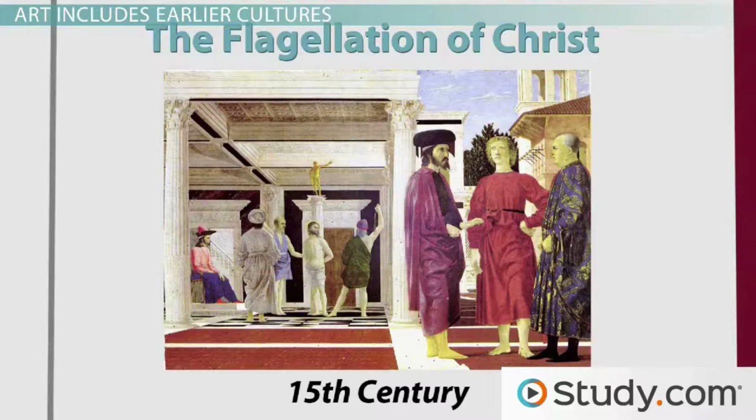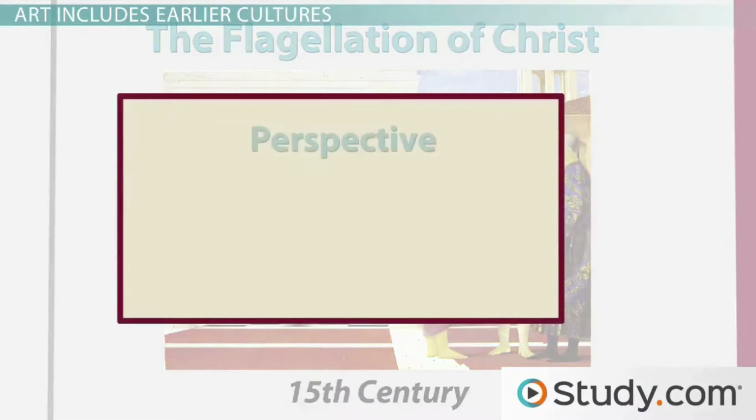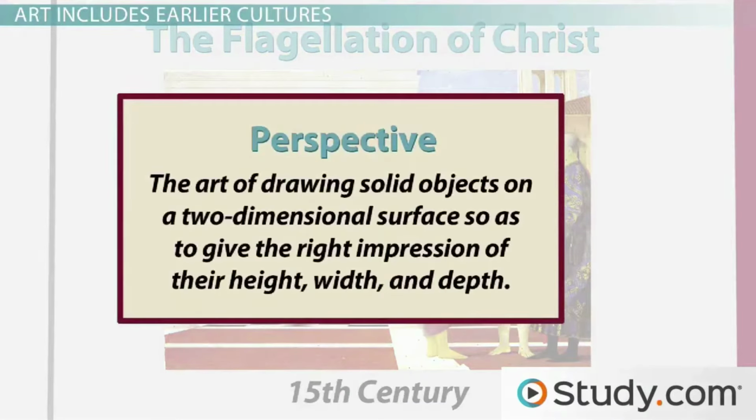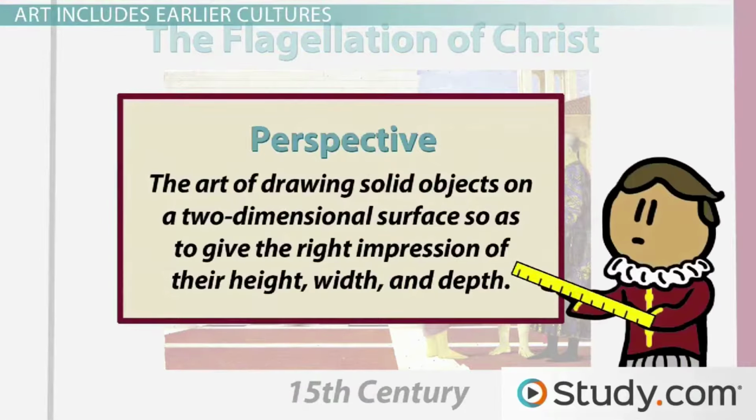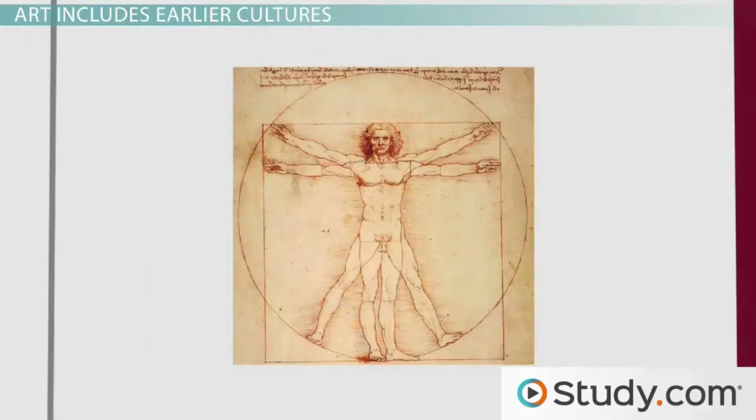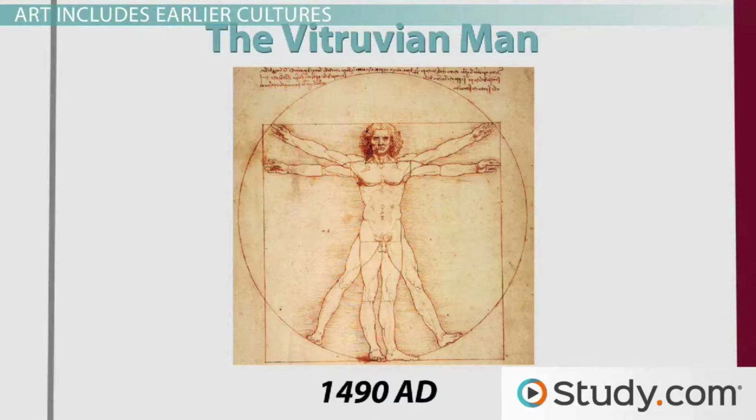Notice how the latter work of Francesca's uses perspective, the art of drawing solid objects on a two-dimensional surface so as to give the right impression of their height, width, and depth. Da Vinci also gave us an excellent example of this realistic accuracy in his 1490 work, The Vitruvian Man.